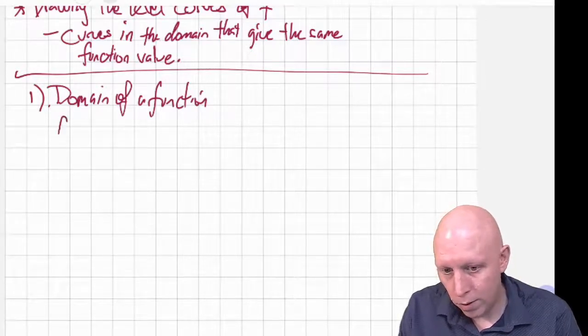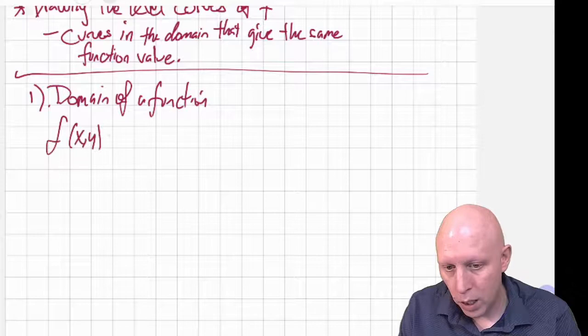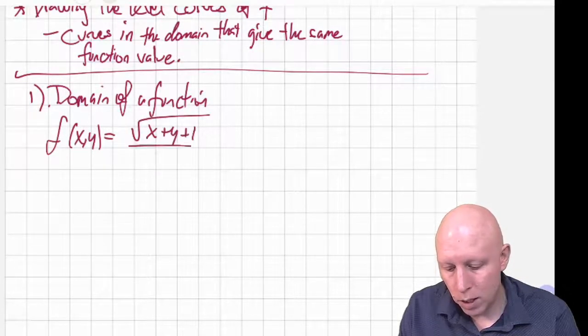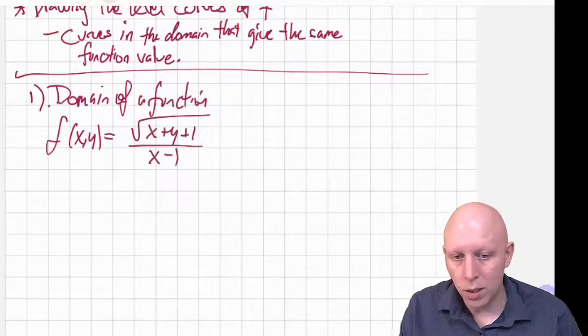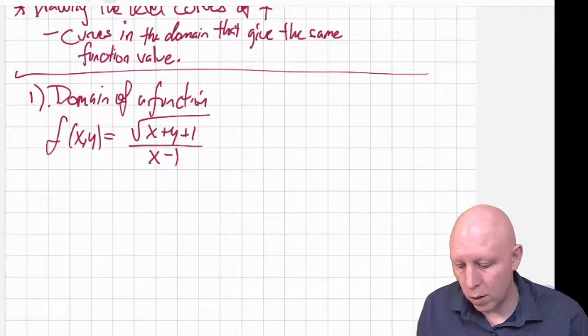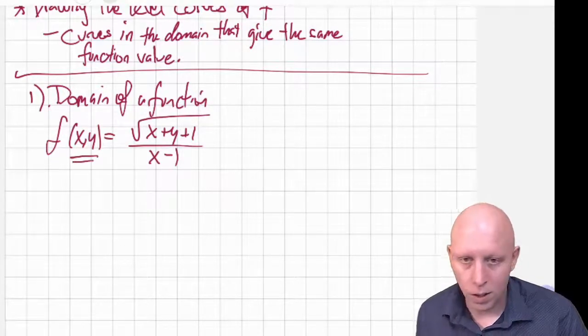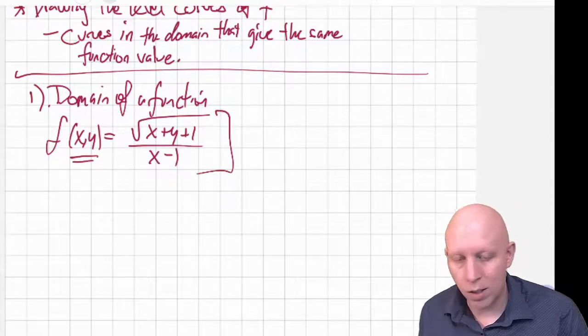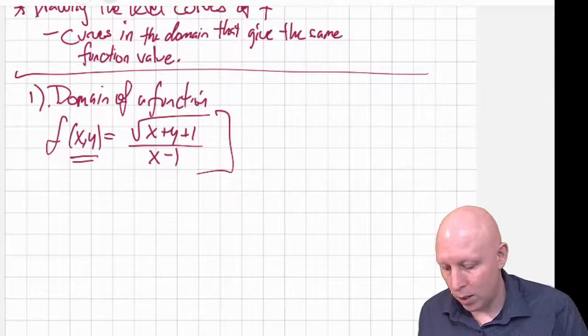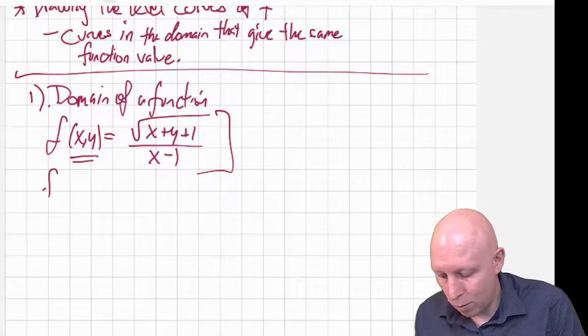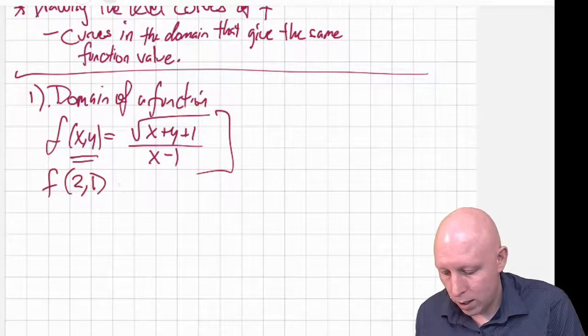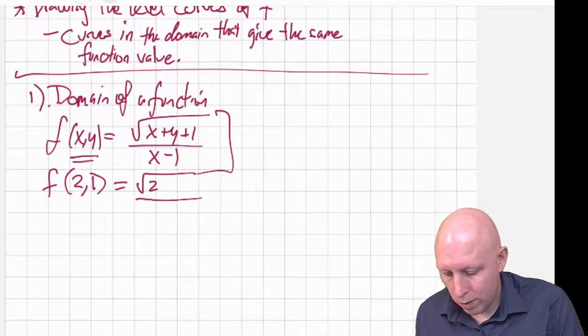All right, so let's say we have a function f of x y is equal to the square root of x plus y plus 1 divided by x minus 1. So if you look at this function, we plug in some values, an x and y value, and we get out some value, some number. So for example, let's say we looked at what is f of 2 comma 1. Well, we plug in the 2 where the x's are, we have a 2 down here, and we plug in the 1 where the y is.